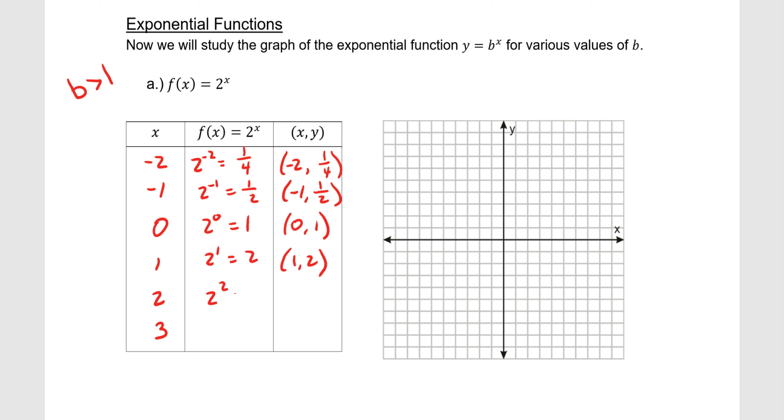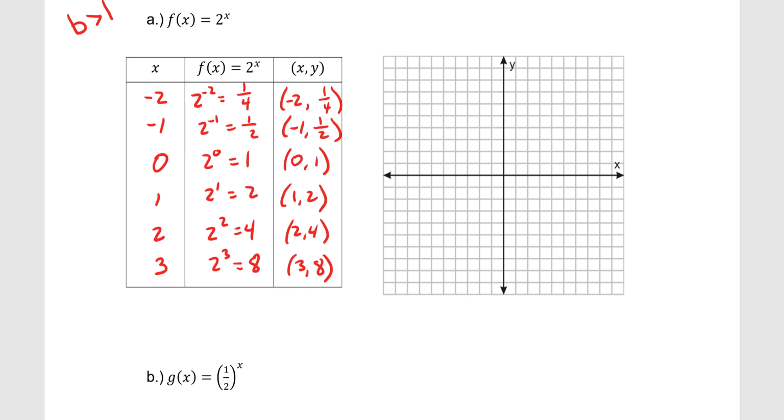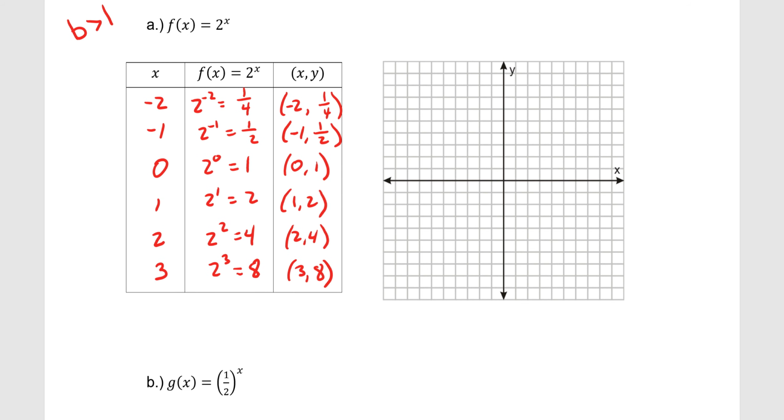We plug in a 2, we get 4. And we plug in a 3, we get 8. Okay, so now let's plot these xy ordered pairs here and see what this looks like. So (-2, 1/4) is going to be something like this. (-1, 1/2), (0, 1), (1, 2), (2, 4), and (3, 8). And if we connect them, it will look like this right here.